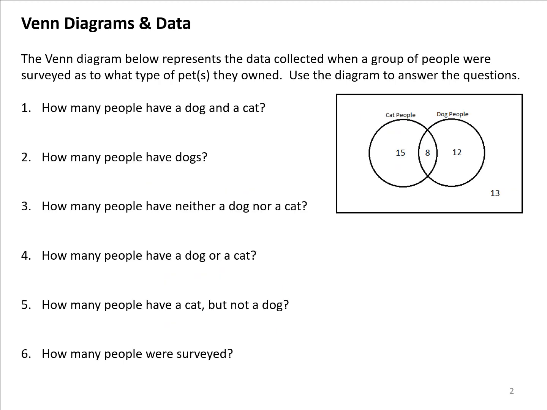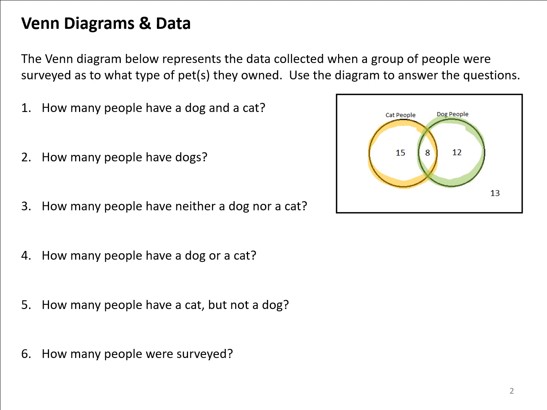In this example, we have a Venn diagram that has data put into it. This data was collected when a group of people were surveyed as to what type of pet they own. We have two circles. One is labeled cat people, so that would represent the people who said they own a cat. We have a second circle that's labeled dog people, so that would be people who own a dog. You'll notice there's some overlap in between them.